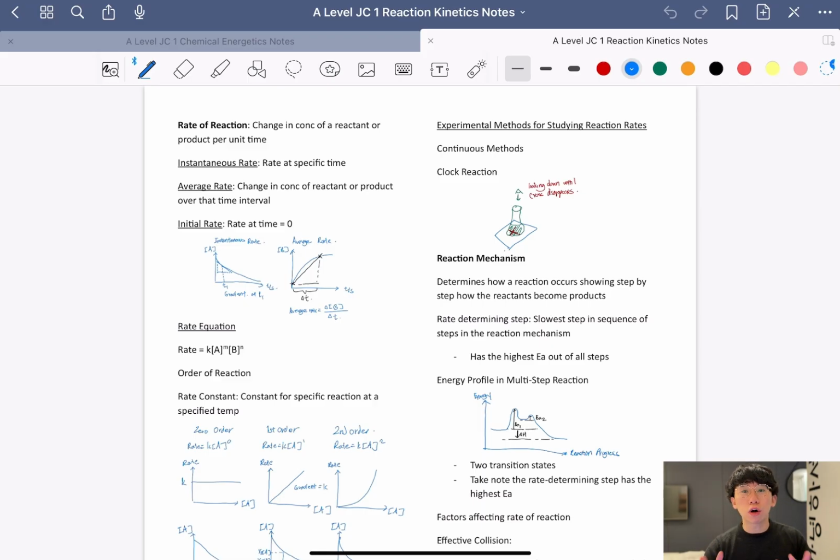Let's begin. Reaction kinetics is one of those topics that I feel is the most application heavy, where you don't really have to memorize too much for this topic, but you need a lot of practice in order to get things right. So to start us off, we have to know what is the rate of a reaction.